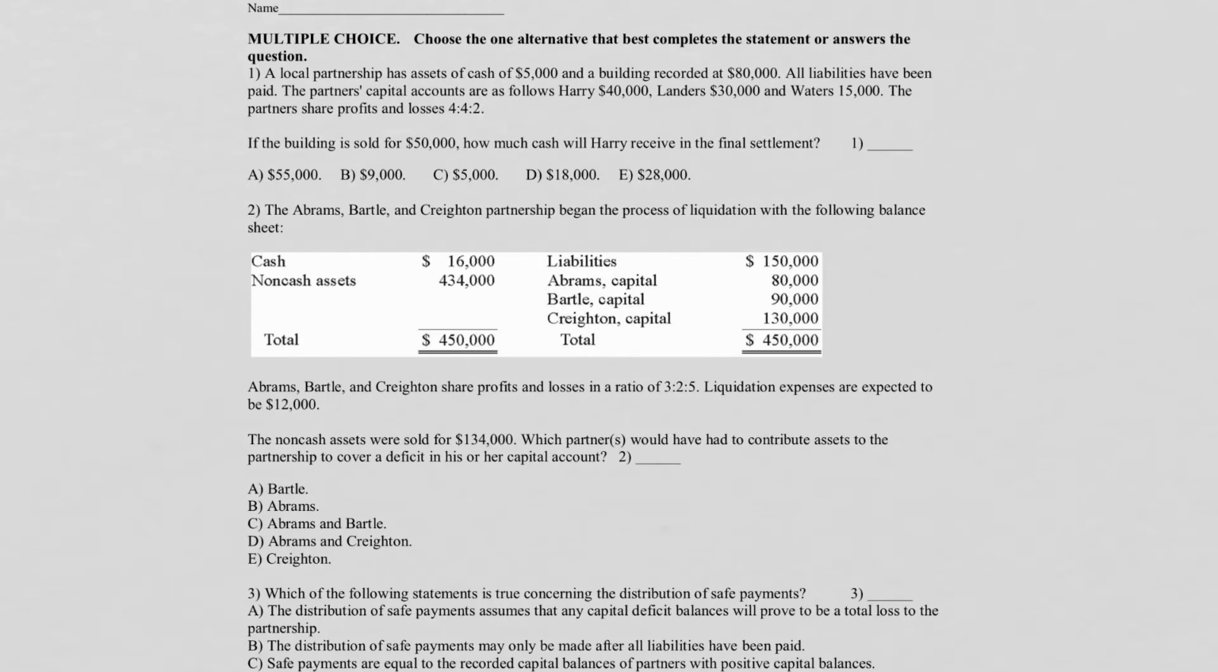Okay, here we go with 2A. Let's see what we got here with 2A. Why don't we do that? All right. Number one, they want to know how much cash Harry will receive in the final settlement. What are we talking about?